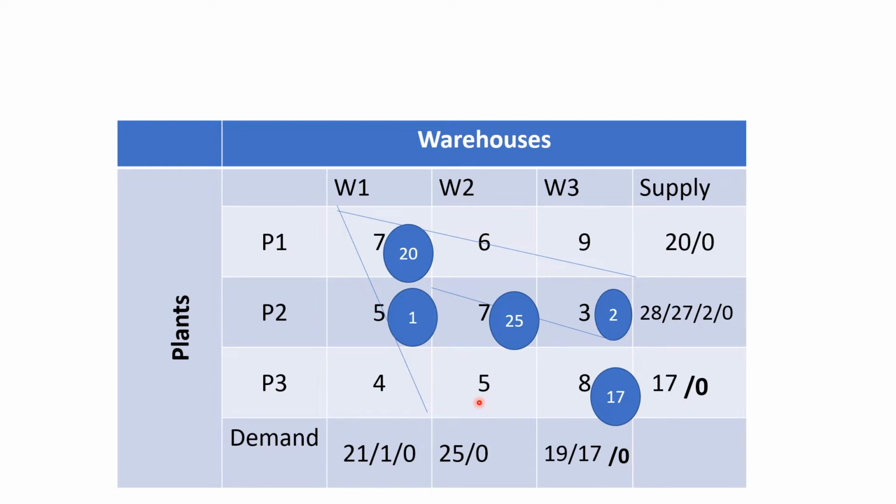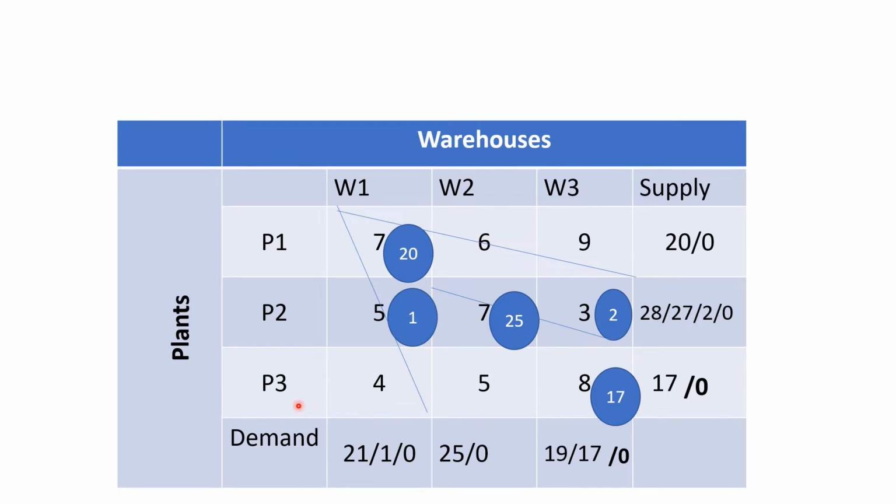So if I ask you, what have we found out? These are nothing but Xij. Xij means the quantity transported from a particular source to a particular destination. So that means 20 was the supply, and all these 20 were supplied to warehouse 1. In the case of P2, the supply was 28, out of which 1 was supplied to warehouse 1, 25 was supplied to warehouse 2, and 2 was supplied to warehouse 3.